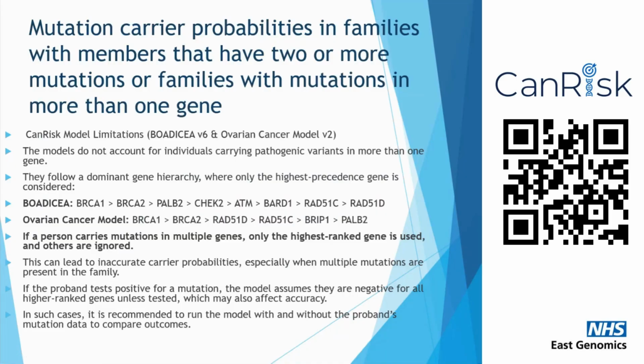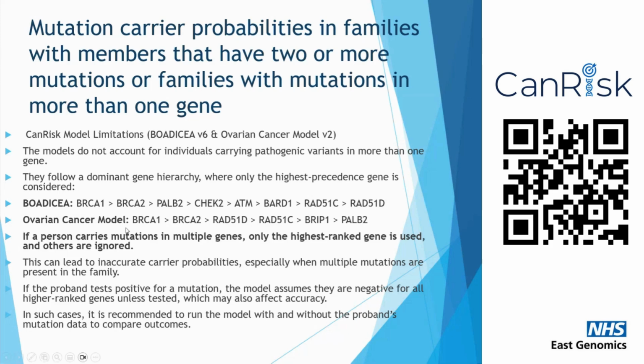The mutation carrier probabilities in families with members that have 2 or more mutations, or families with mutations in more than one gene: the model doesn't allow you to take in combined factors. So if you've got a BRCA in the family and a CHEK2, it will assume the highest risk gene and just calculate based on that.